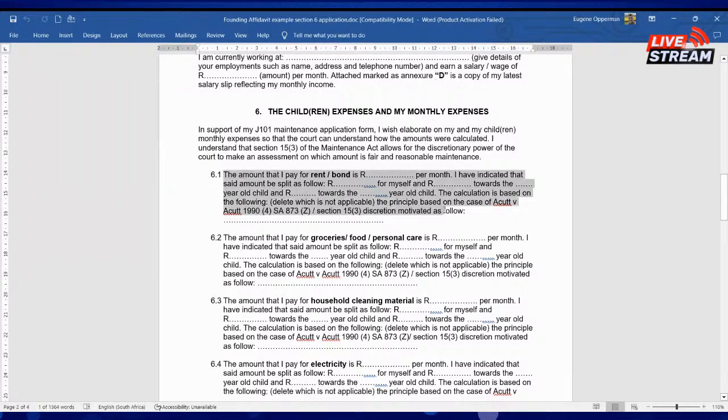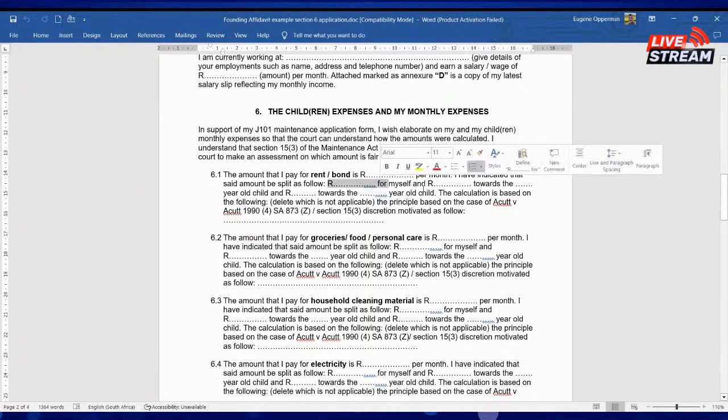Let's come to the amounts. Let's just go through the first one. Now, these are all the same. You can simply copy and paste these as it runs through, as you mention it in your application form or your supplementary Excel spreadsheet. The amount that I pay, you state this under oath, to say that the amount that I pay for the bond or rent is so much per month. I've indicated that said amount must be split as follows: so much towards myself, and so much towards the 6-year-old, or whatever the child, and so much to the other child.